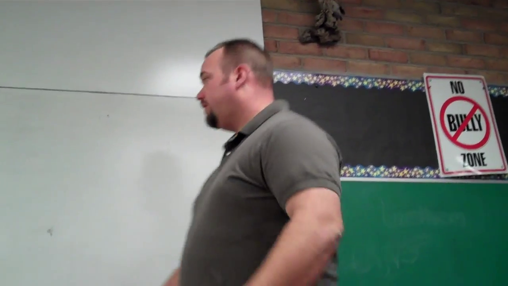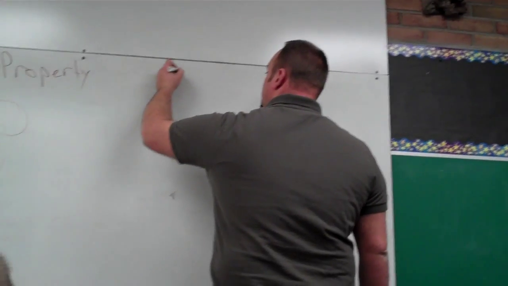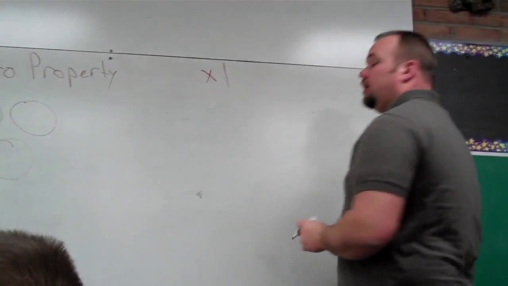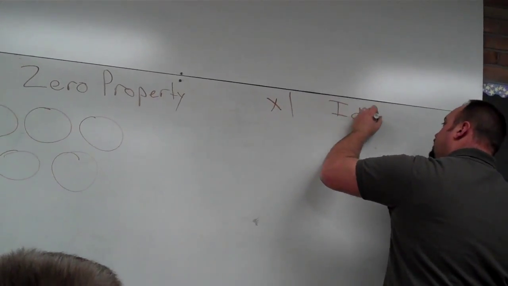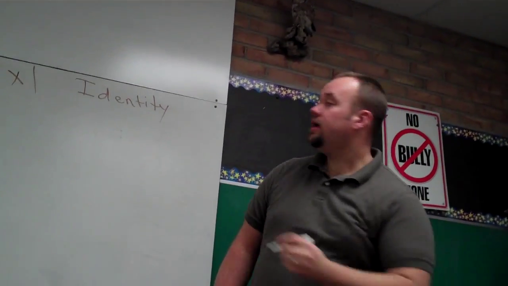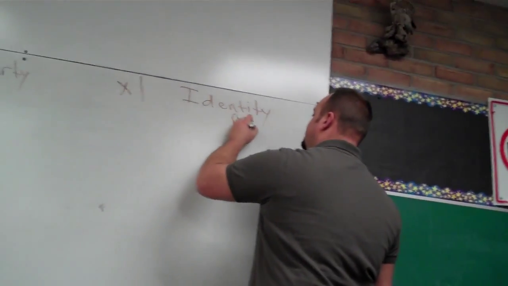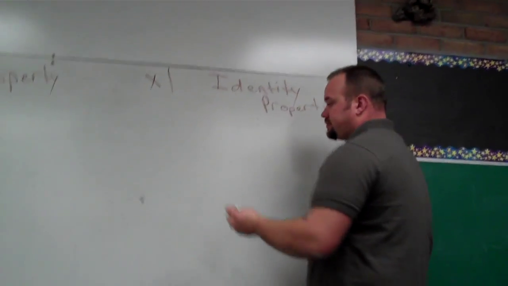If you have 3,500,000,000 times 0, it is? 0. Thank you. Zero property. All right, multiplying by 1. This is called the identity property. Okay? There is a reason for that, and we're going to discover that right now. You always end up with the same number.